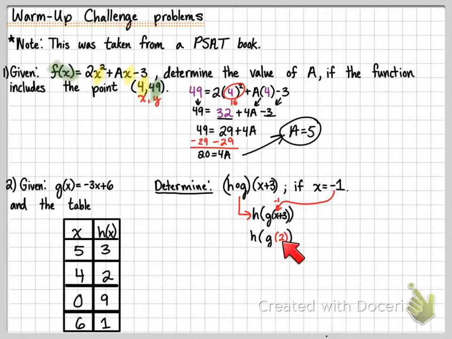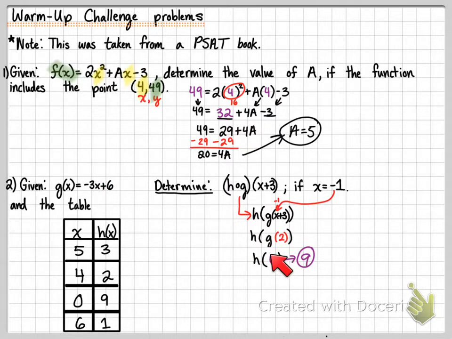Negative 1 plus 3 is 2. And now we start from the inside and go out. So g of 2, we're looking at our g of x equation, and we're plugging 2 in where we see x. So g of 2 here is negative 3 times 2, which is negative 6, and negative 6 plus 6 is 0. So g of 2 is 0. When we plug in 2 there, we get 0. So that's how we substituted: g of 2 is 0.